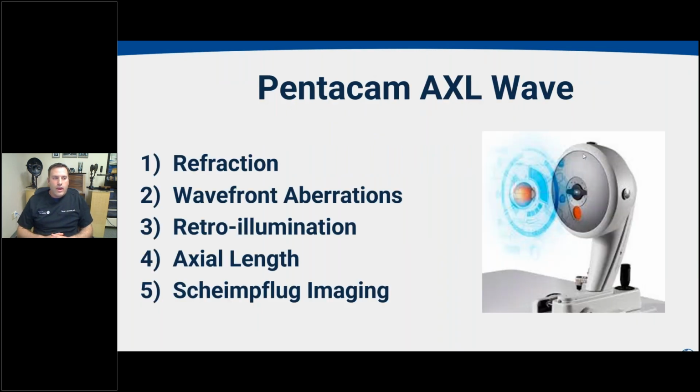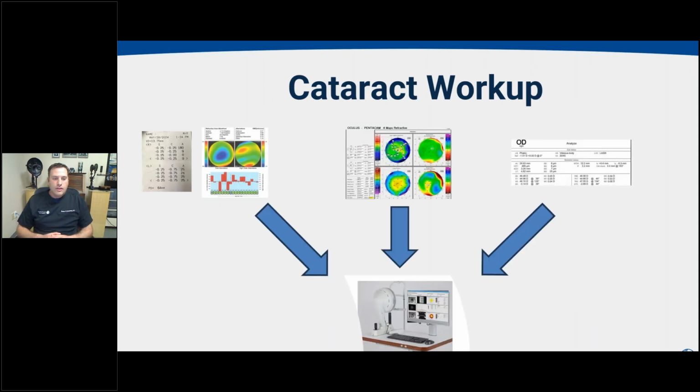So the AXL Wave really combines 5 elements in one device, and it is able to provide a wavefront guided autorefraction. It is able to measure higher order wavefront aberrations. It takes a retro illumination image. It's able to measure axial length, and of course it maintains the Scheimpflug imaging and tomography analysis, which the Pentacam has become so well known for. So really the key is that this one device combines what you would normally need 3 to 4 devices to do at an extremely high level.